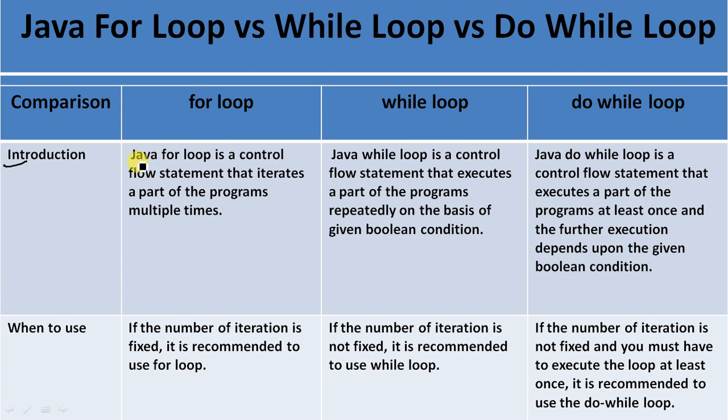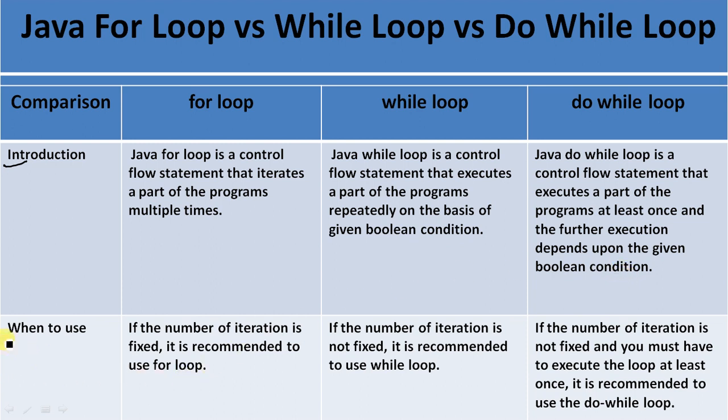Let's discuss the definitions. Java for loop is a control flow statement that iterates a part of the program multiple times. Java while loop is a control flow statement that executes a part of the program repeatedly on the basis of a given boolean condition. Java do while loop is a control flow statement that executes a part of the program at least once, and the further execution depends upon the given boolean condition.